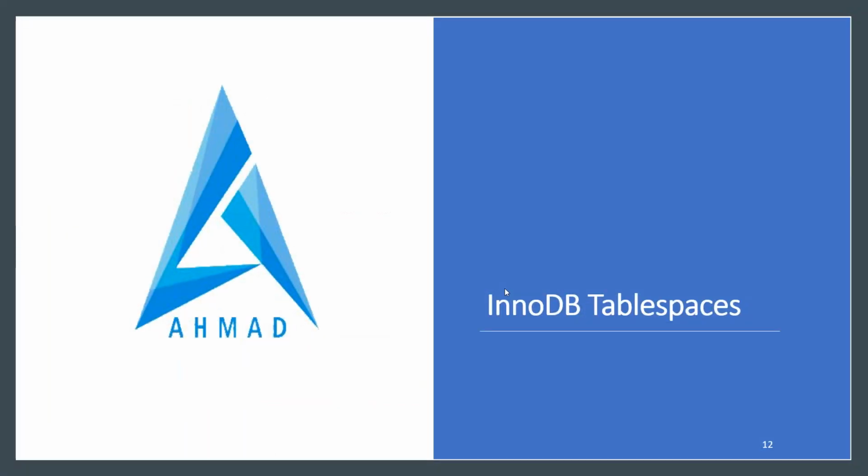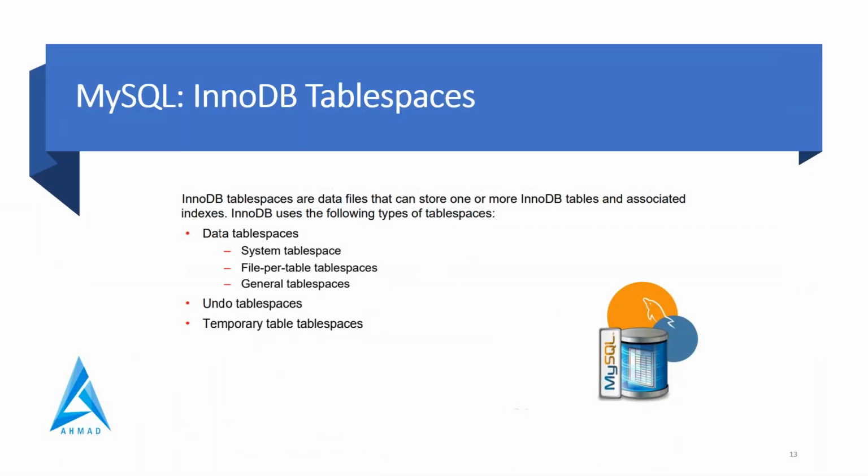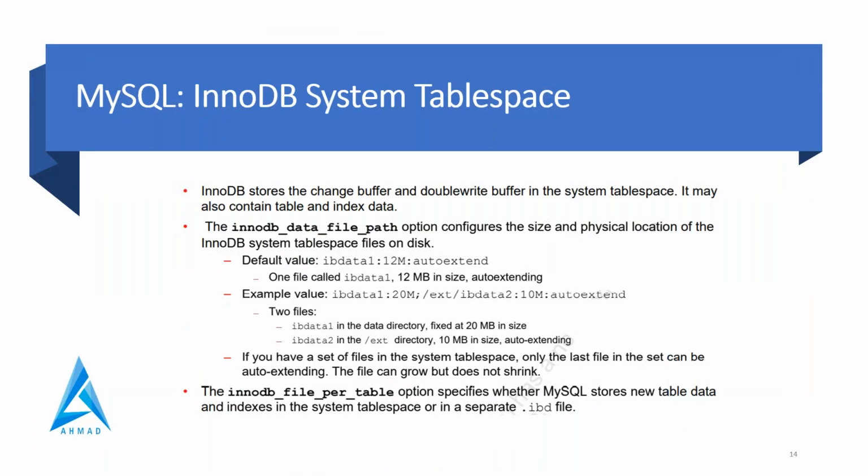Now come to InnoDB tablespaces. In this, we will see what tablespaces we have for this storage engine. InnoDB tablespaces are data files that can store one or more InnoDB tables and associated indexes. And we have the following types: data tablespace, undo tablespace, temporary tablespace. In the data tablespace, we have the system tablespace, file-per-table tablespaces, and general tablespaces. Okay.